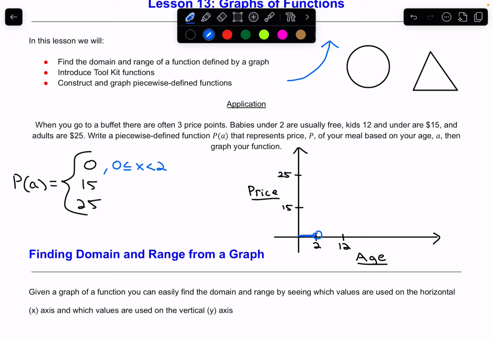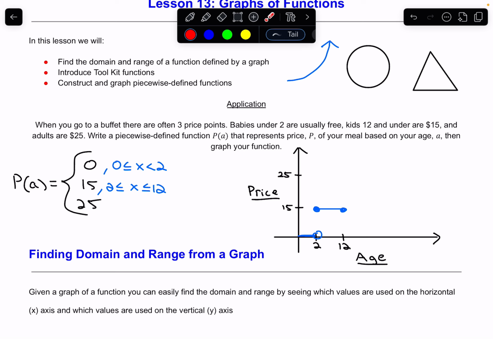Then the next price is $15, and it says that kids 12 and under are 15. So once you turn 2, you become a kid instead of an infant or a baby, and you stay a kid as long as you are not older than 12. So we include 12 because it says 12 and under, meaning 12 is included. So then what we're going to do is draw a horizontal line at y equals 15 from 2 to 12, where we have closed dots on both sides. So notice closed dots on both sides. If you're 2 years old, you pay $15. If you're 12 years old, you pay $15.